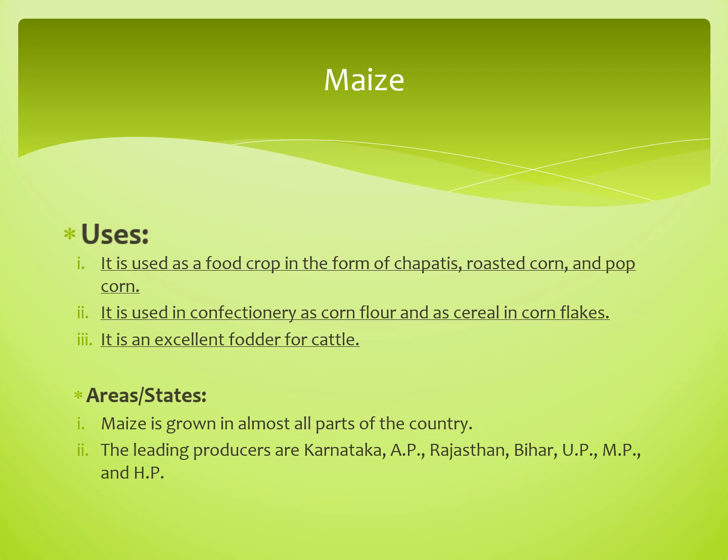Now let's have a look at the areas or states where maize is grown. Maize is grown in almost all parts of the country. The leading producers are Karnataka, Andhra Pradesh, Rajasthan, Bihar, Uttar Pradesh, Madhya Pradesh and Himachal Pradesh.